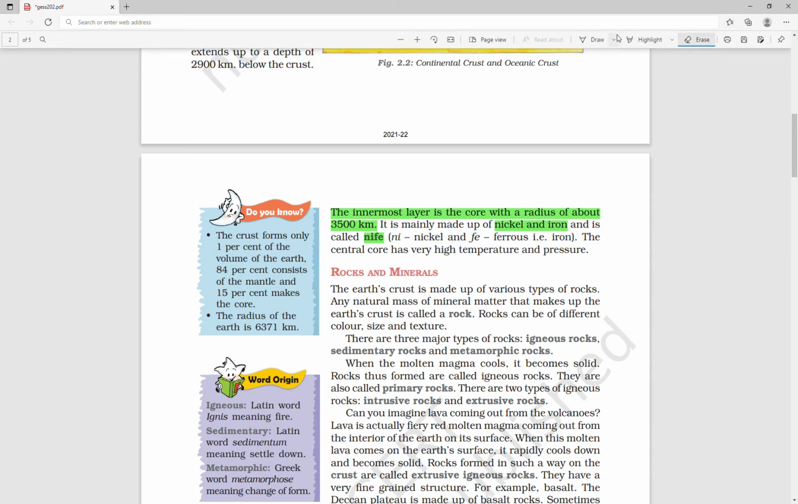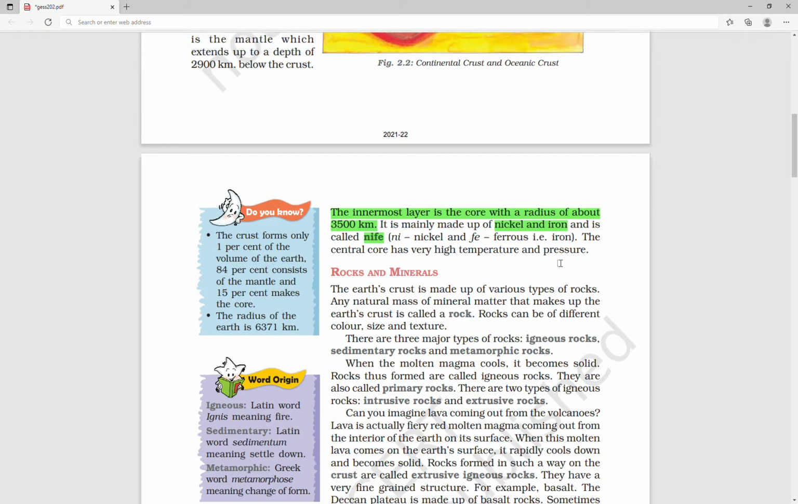Don't underline that once, but see here, NiFe. It's nickel only, so that's enough. And Fe means ferrous, because iron is the example of ferrous. So we call it NiFe.